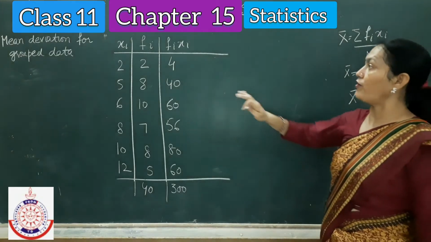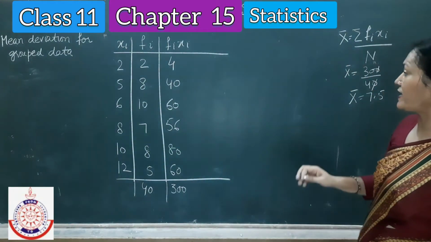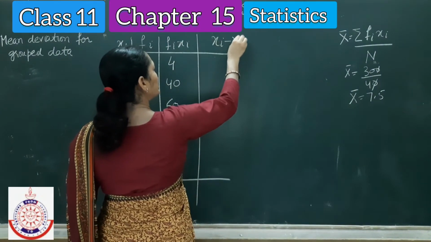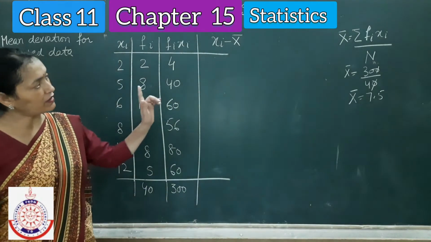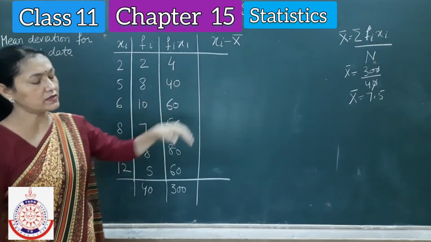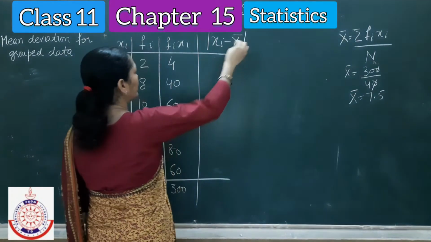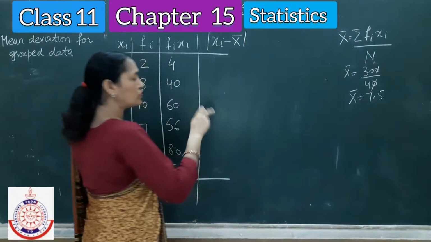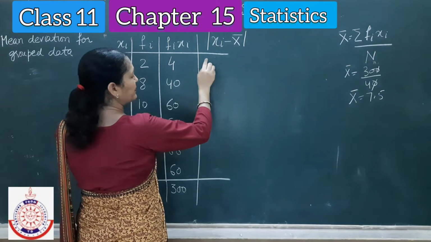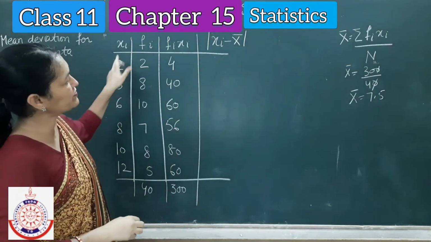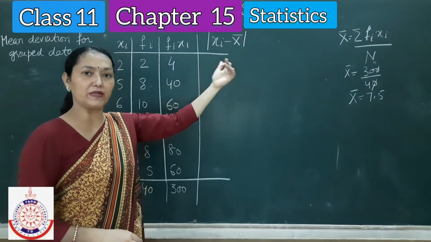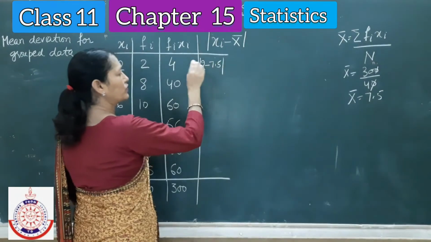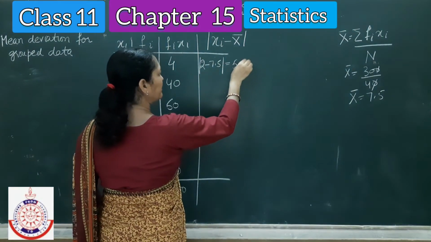Now the second step was, from each xi we have to subtract this x bar, the mean. From each observation, we'll be subtracting x bar. And the third step was, we have to calculate the absolute value, means side by side we can convert them into plus also. Xi is 2, x bar is 7.5. So 2 minus 7.5 will give us minus 5.5, but as we have to calculate absolute value also, so it will be plus. So we are doing the absolute value of 2 minus 7.5, and this will come out to be 5.5.